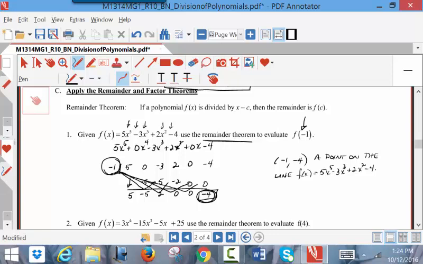Okay? So really what happens is when you have a remainder of 0, we can factor and go crazy with the process, and if the remainder is not 0, it's a dead end, and this is the best we can get out of it. It's a point on the line. Okay? So when the question says, what is f of negative 1? F of negative 1 is negative 4. When x is negative 1, what is y? Y is negative 4.